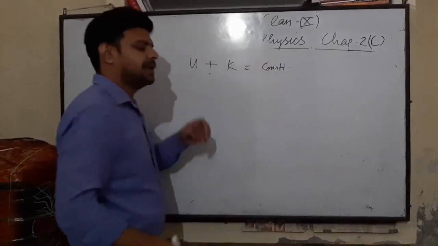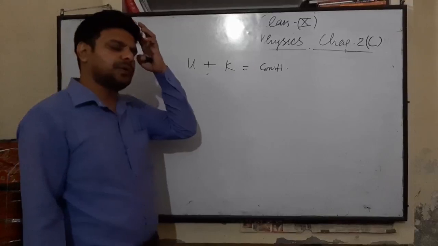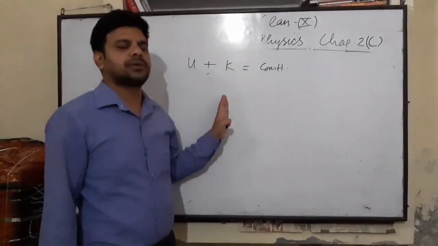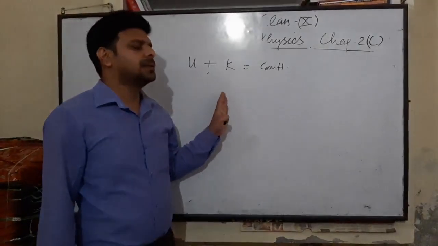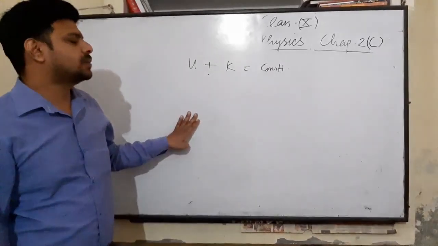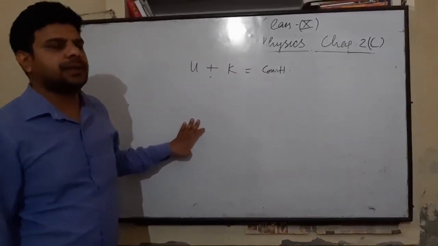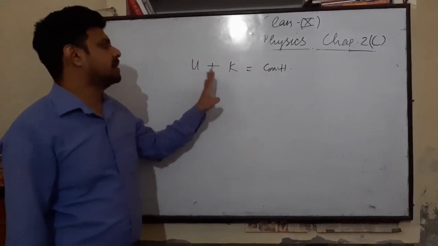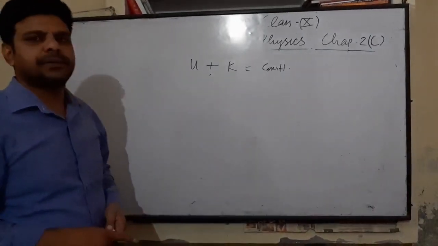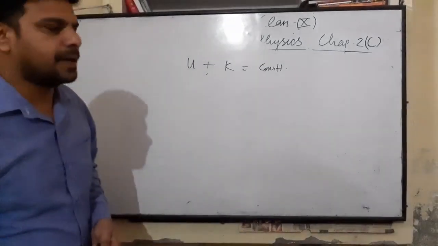It is one statement of conservation of energy, or you can say the total energy of the universe is constant, or energy can neither be created nor destroyed. So the total energy of any object, which is the sum of potential and kinetic, remains constant. Today we will verify this statement by taking an example.